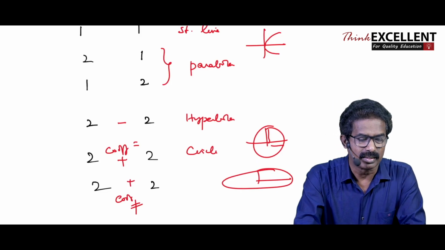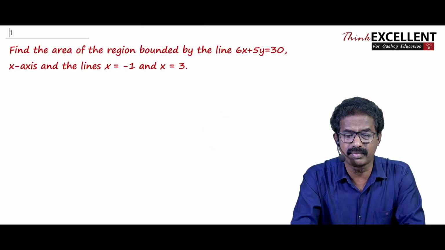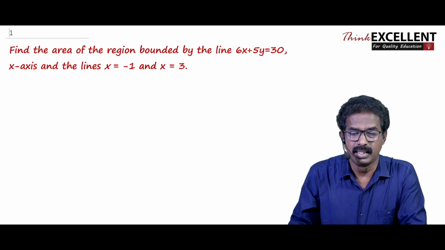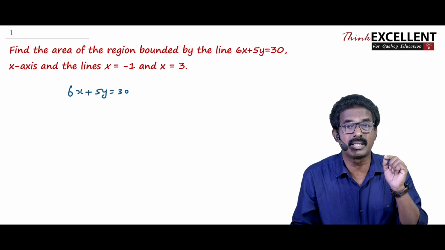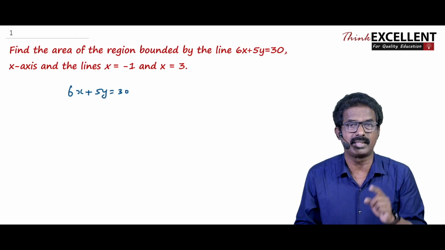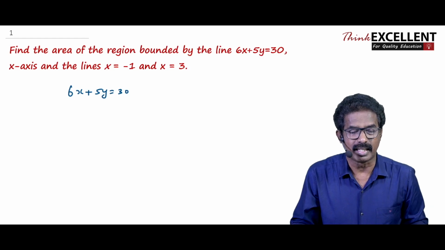Okay, right. We start with the first question. Find the area of the region bounded by the line 6x plus 5y equal to 30. Can you tell me what this represents? See the degree: x degree 1, y degree 1, so it represents a straight line, right?